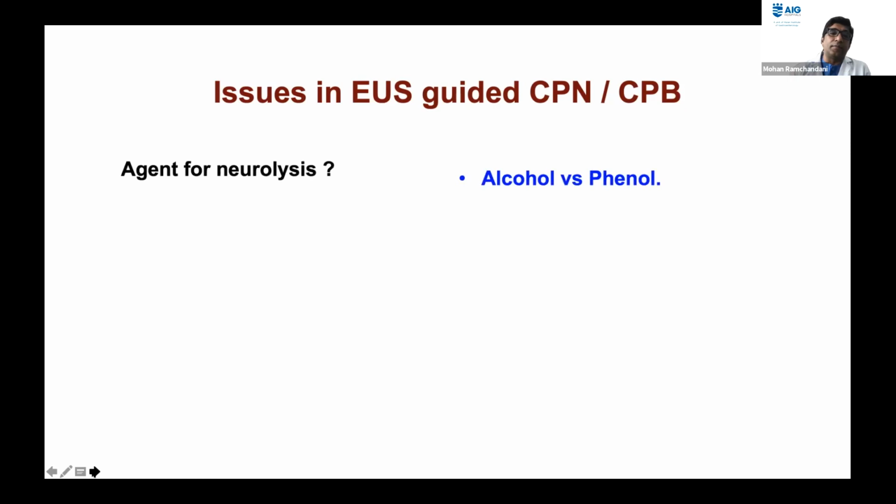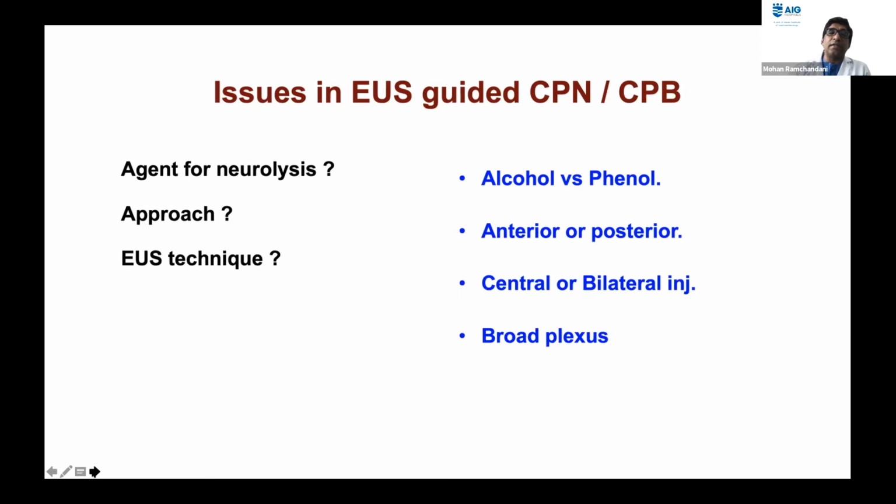So what are the issues in EUS guided celiac plexus neurolysis or block? What should we use, alcohol or phenol, whether the approach should be anterior or posterior. For the EUS technique, we should know whether a central technique or bilateral injections are to be done, or broad plexus injection needs to be done, which I'll explain in a short while, and which needle. So these are some of the issues which need to be understood in the process of celiac plexus block or neurolysis.